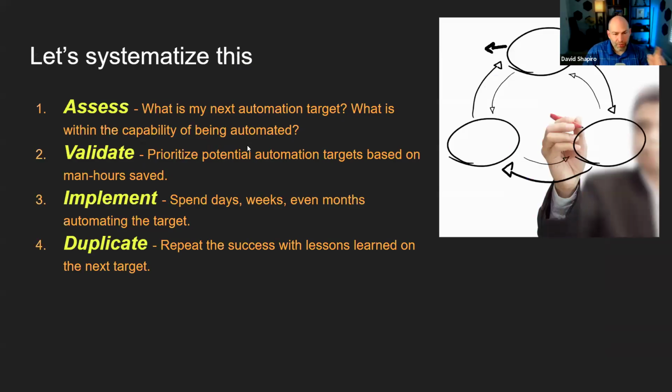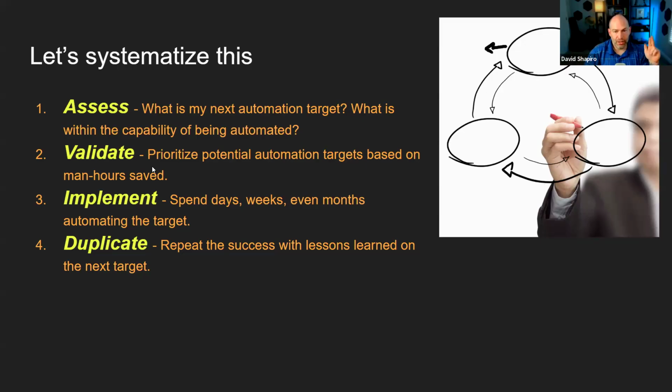Now, the framework itself: assess, validate, implement, and duplicate. The cycle that I went through is first assess. And this is, what is my next automation target? And most importantly, what is within the capability of being automated? What do I know how to automate? And this is why you have to start small. So you just say, what can be automated? What do I want to automate? What's the low hanging fruit?